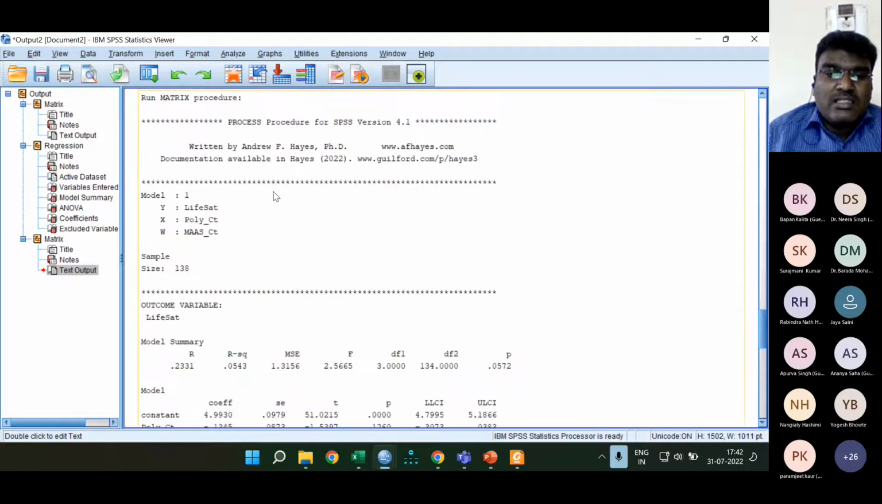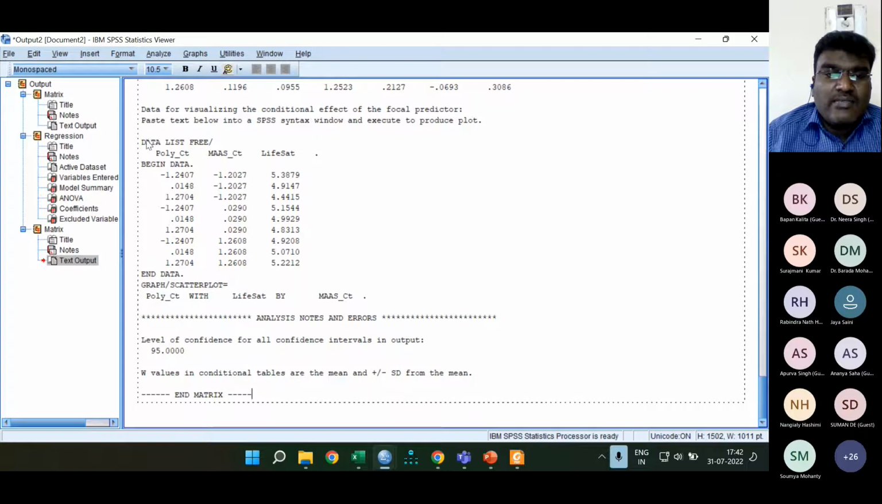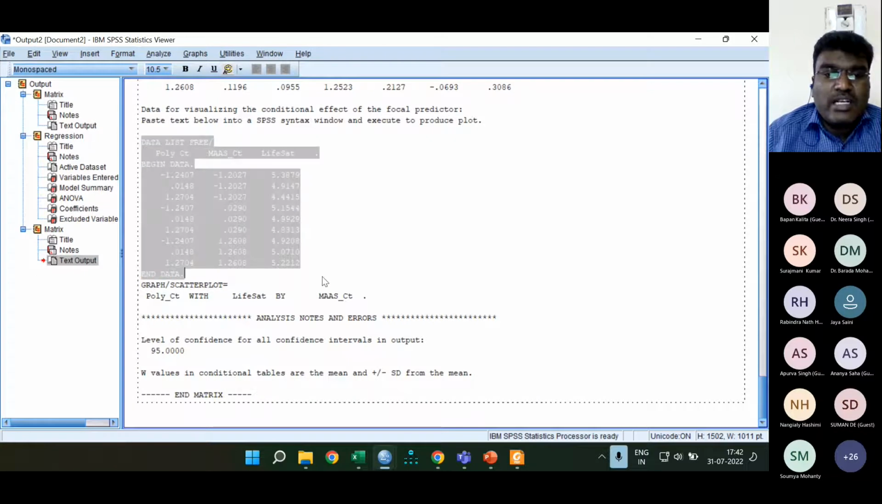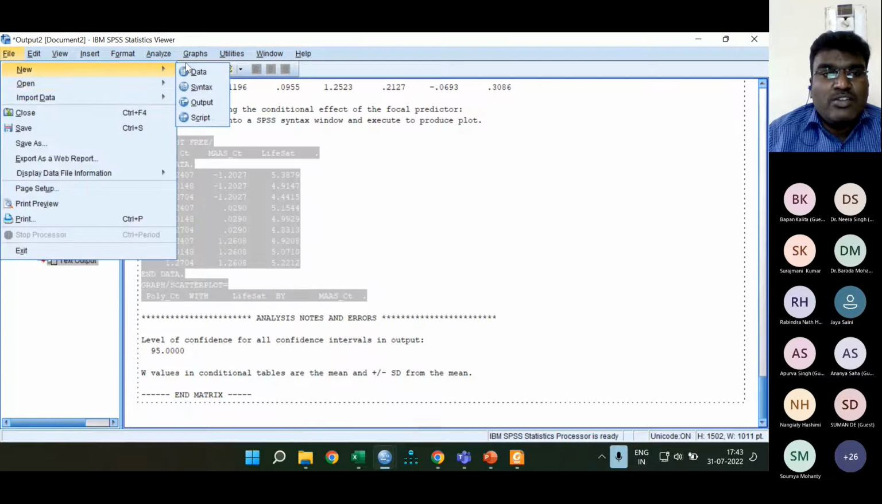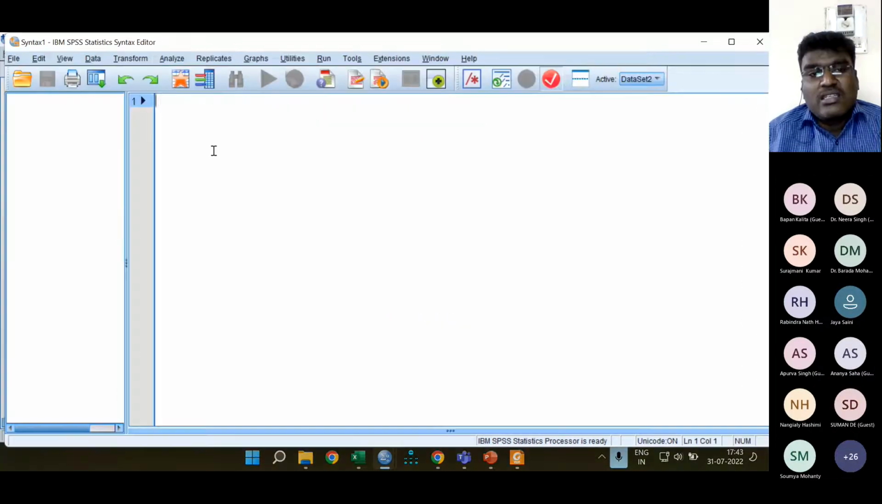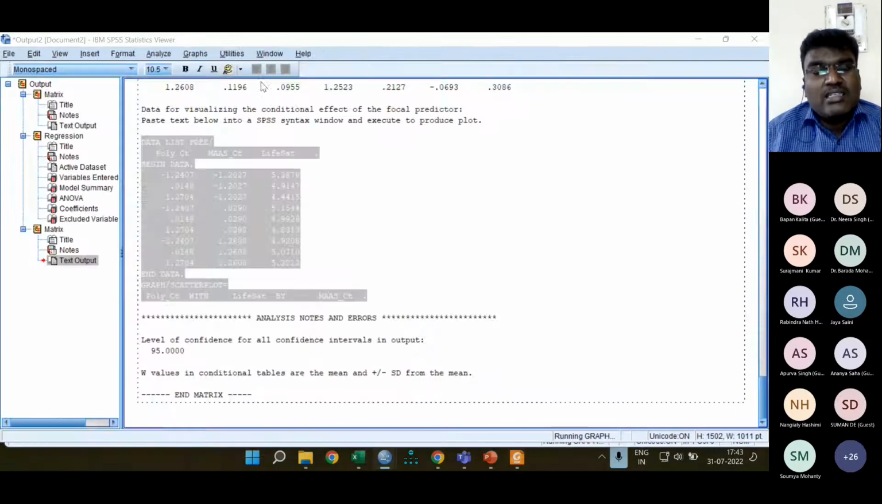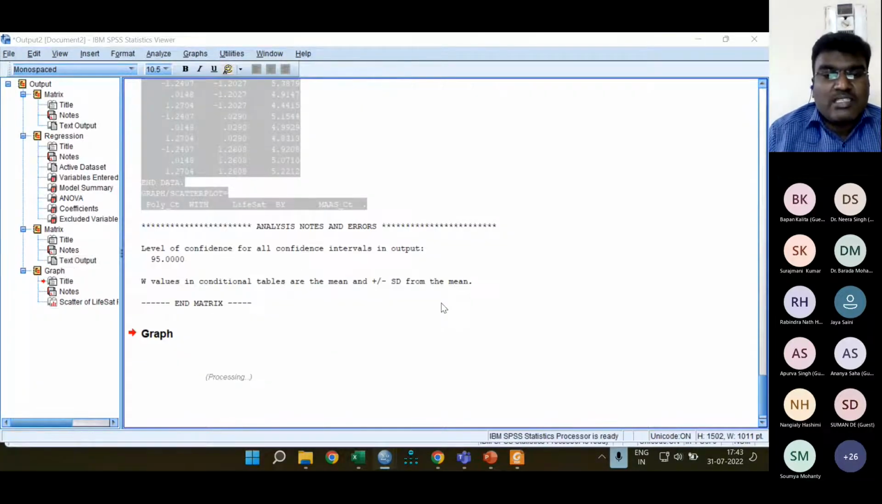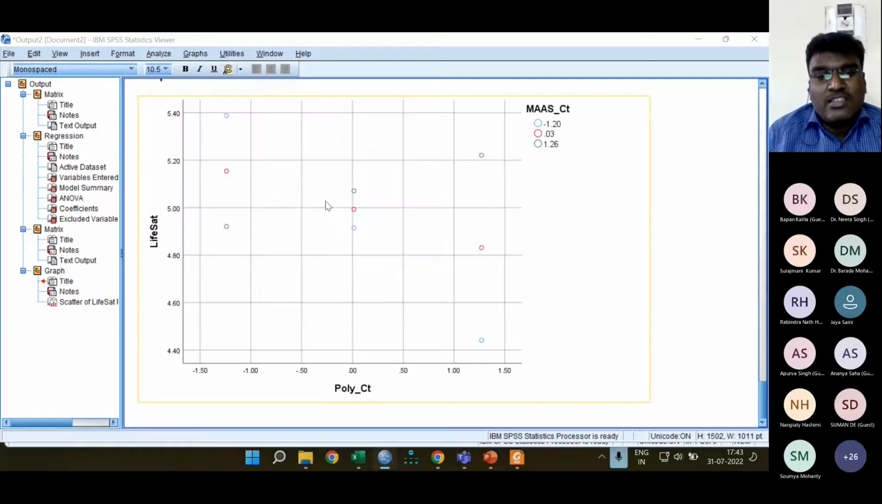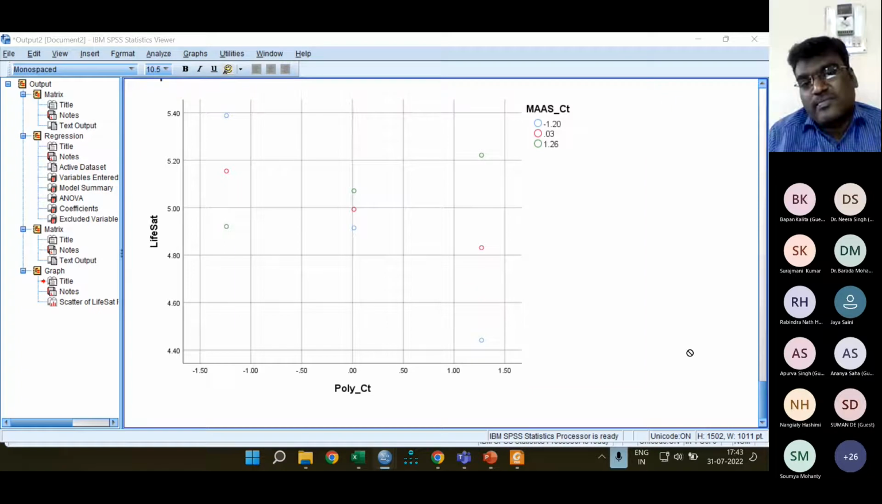Here you get this plot. With the help of this, you can create the interaction plot. Just copy this, go to file, new, syntax, paste this, and then run it. You will get the interaction plot here. This is how you get the interaction plot. Are you getting the logic?